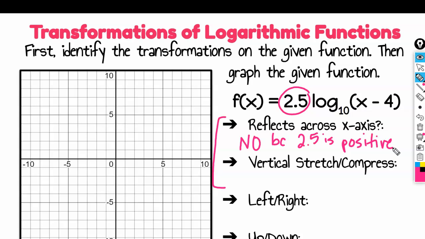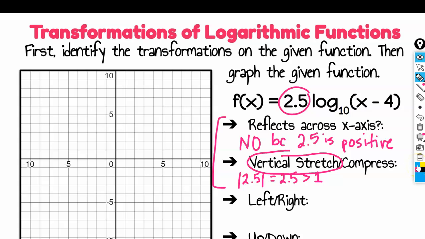Then I look at the absolute value of 2.5. Remember that an absolute value will make a negative number positive. It'll keep a positive number positive. So the absolute value of 2.5 is just 2.5. Now that is bigger than 1. So since 2.5 is bigger than 1, this is a vertical stretch.